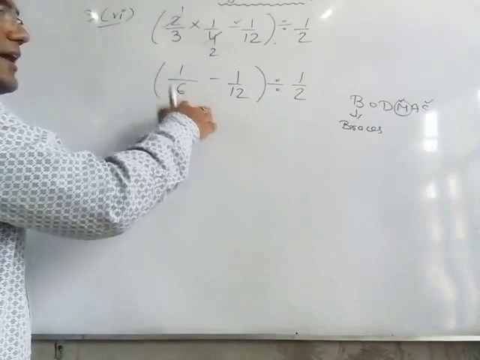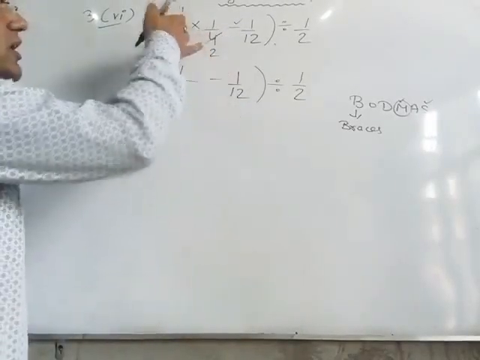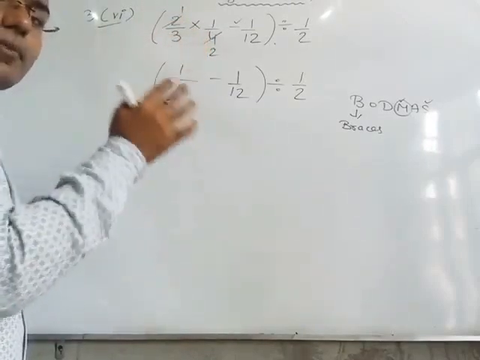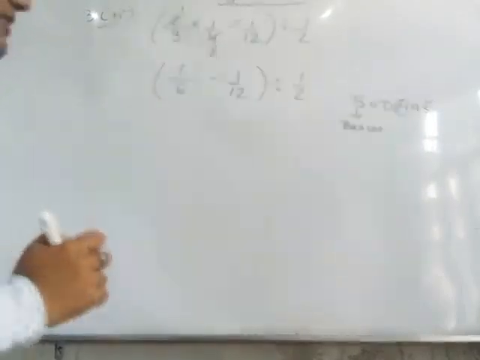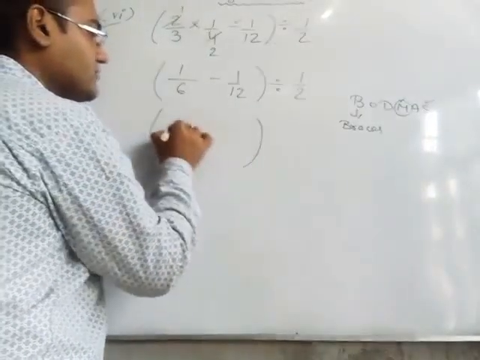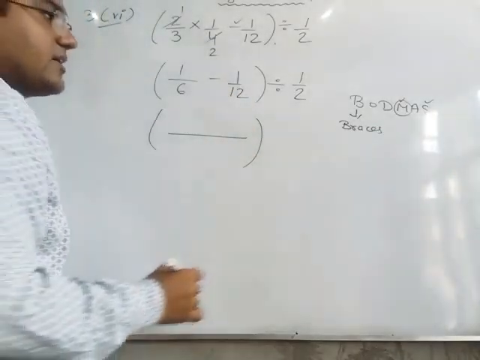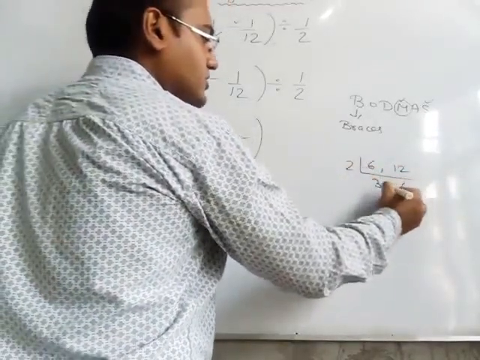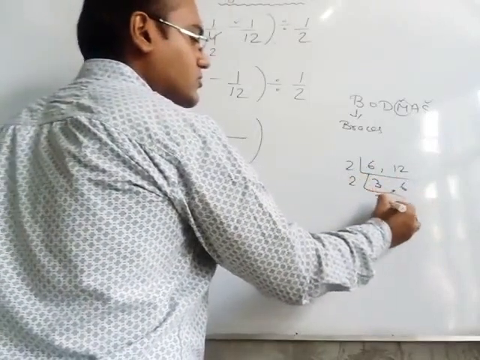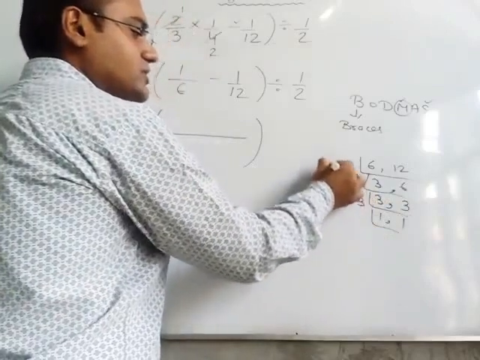Now here in the bracket again minus sign is coming, subtraction. We had not done subtraction till now. In the previous step we had multiplied. Now we will subtract them. In order to subtract these two fractions we have to take the LCM. LCM of 6 and 12. If we take it here, 2 3s are 6, 2 6s are 12, 2 3s are 6, 3 1s are 3. So LCM is coming 3 2s are 6, 6 2s are 12.